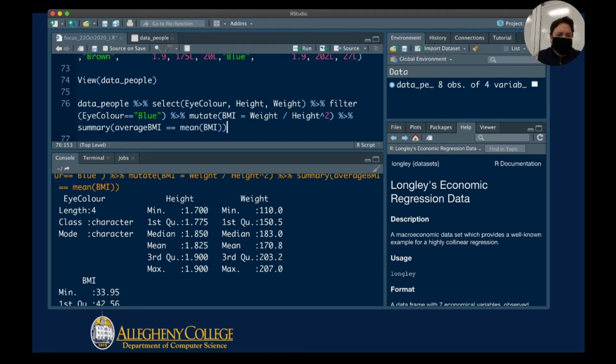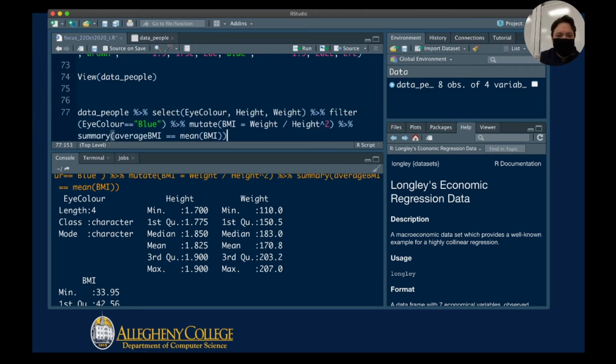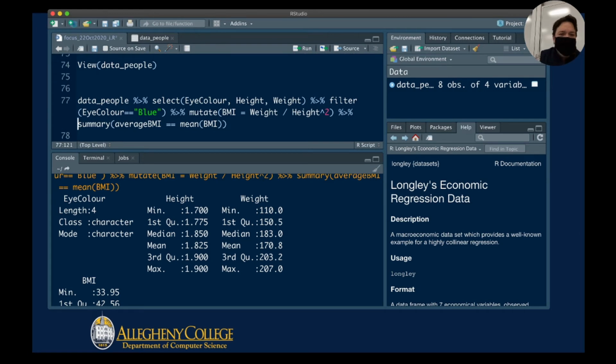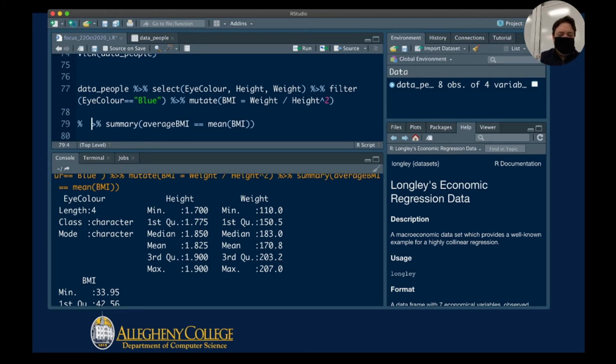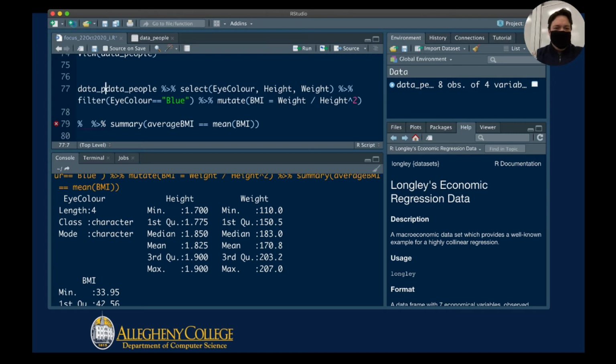Let me just show you something else here. I had a couple of questions over the last week about these "and thens". If you find that stringing things along like this is just too tiresome, then what you can do is create another data set here. I'll call it data people BMI.